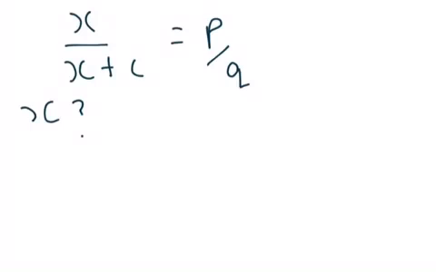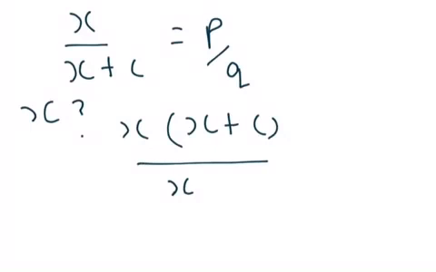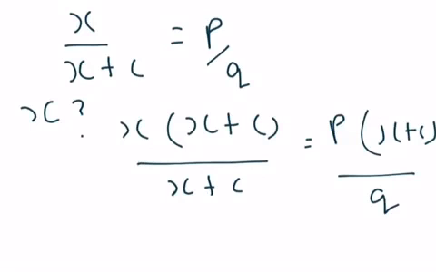Again, what we would do here is to try and get rid of this fraction. So how am I going to do that? Well, if I multiply the left hand side by x plus c, then I've got to do the same thing to the right hand side. So I will have x times x plus c over the x plus c, and the same thing on the right hand side, p times x plus c over q. But we can see now on the left hand side the x plus c and the x plus c will cancel out, and I have my x on its own on the left, which is what I want, but I've still got an x on the right hand side.